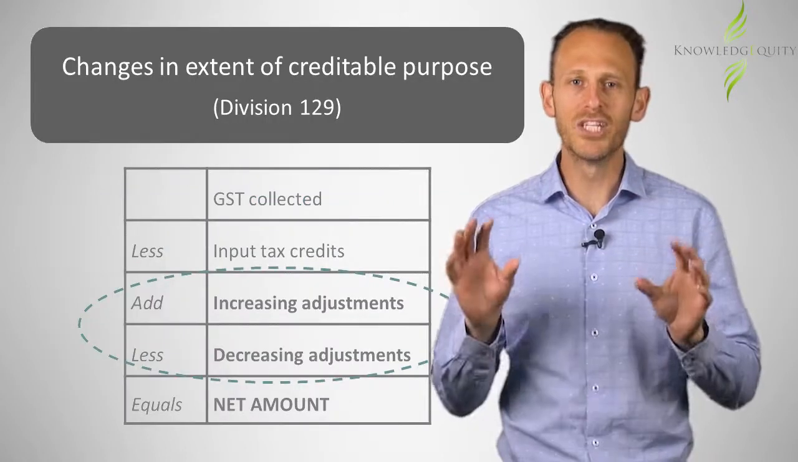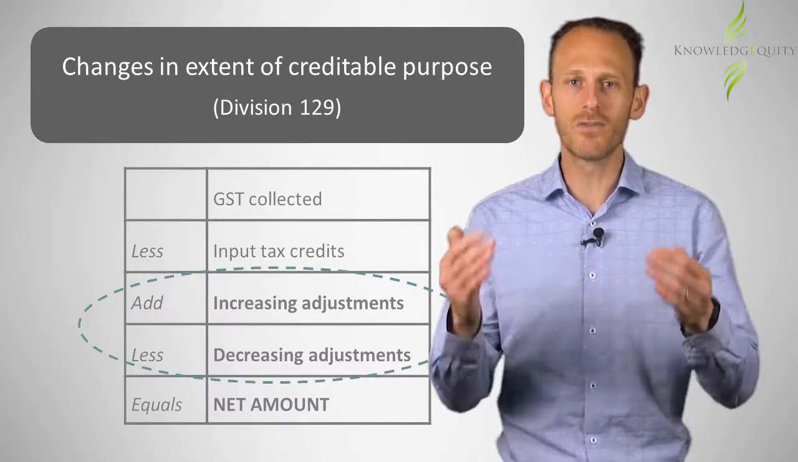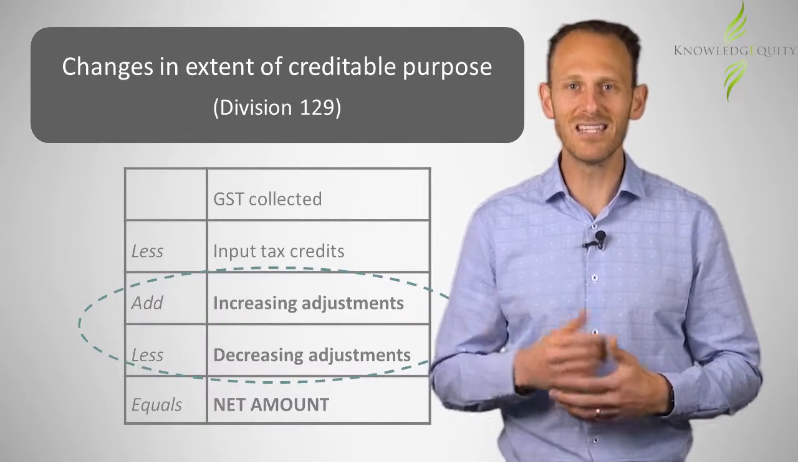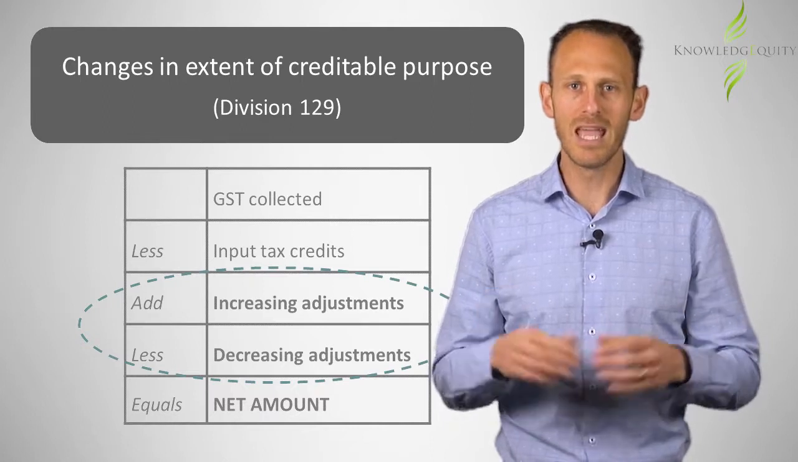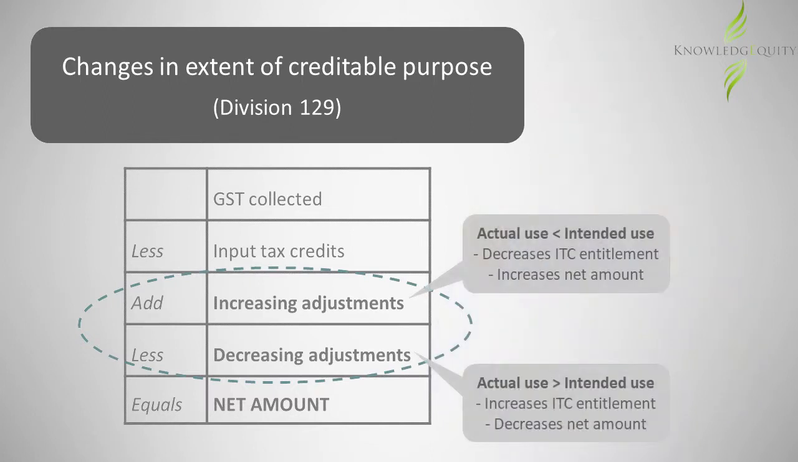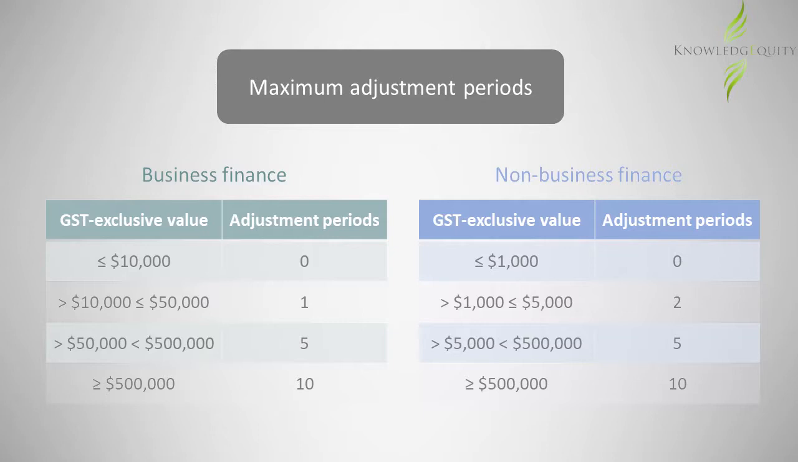To recap, adjustments may be required where the extent of creditable use differs from the intended use upon acquisition. If actual creditable use is greater than intended, this leads to a decreasing adjustment and a higher entitlement to input tax credits, with the reverse also being true. While adjustments are not required for small value acquisitions, larger acquisitions may require adjustments in one or more future adjustment periods, depending on the GST exclusive value of the acquisition and whether it relates to business finance.